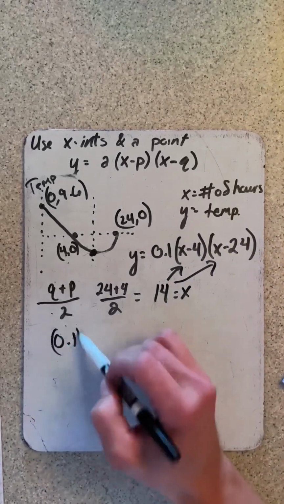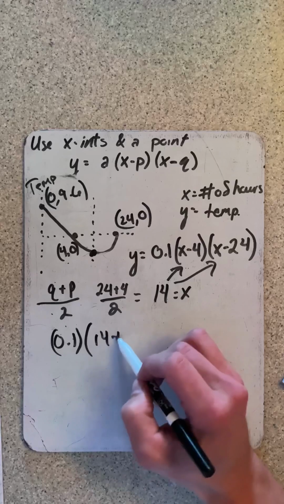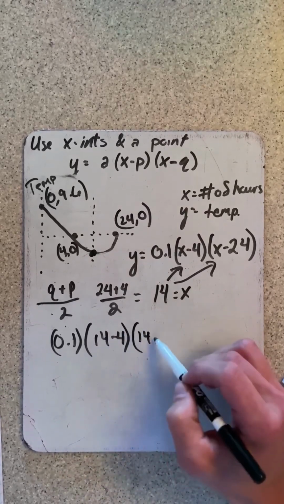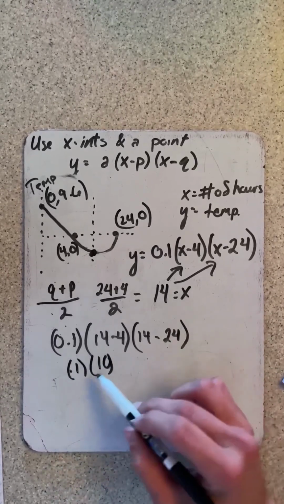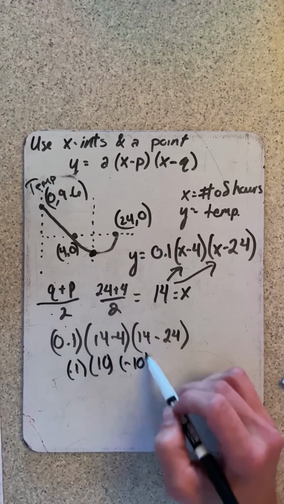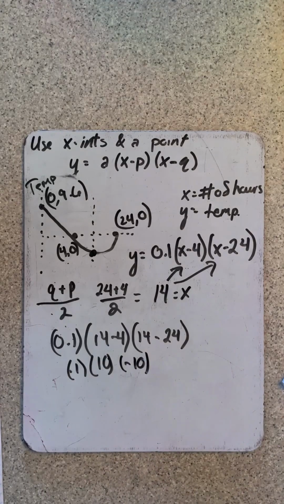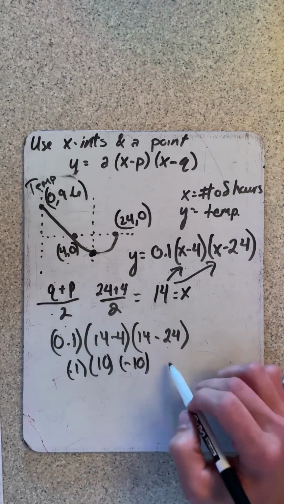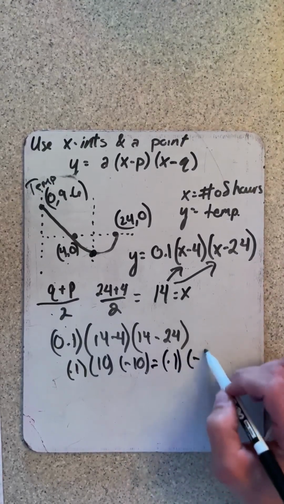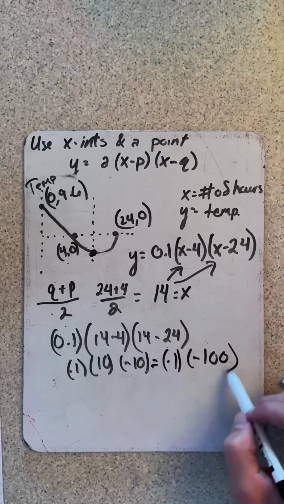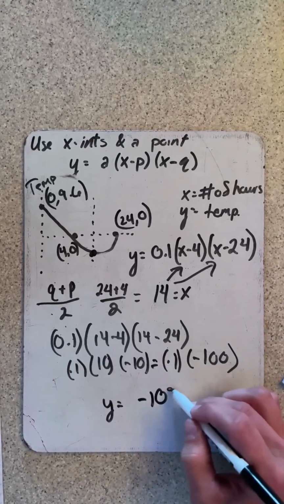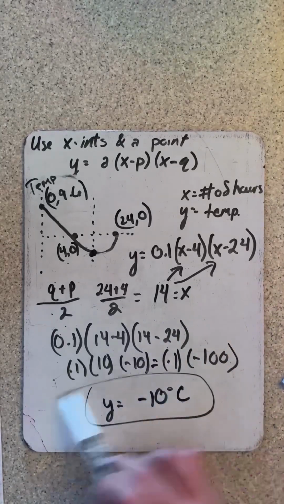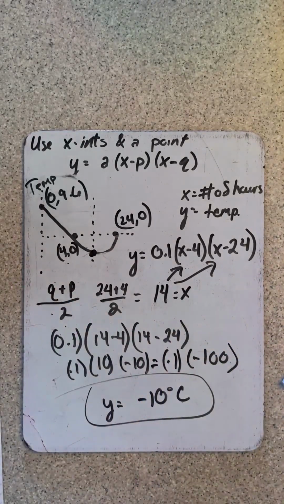So we'll do 0.1 times 14 minus 4 and 14 minus 24. It's going to give us 0.1 times 10 times, what's that, negative 10. Now, if I do my calculations correctly, it's going to be 0.1 times negative 100, and with 0.1 you move the decimal over. So the coldest temperature is going to be negative 10 degrees Celsius, because it's in Celsius. So that's part A. Super easy, barely an inconvenience. Let's move on to part B.